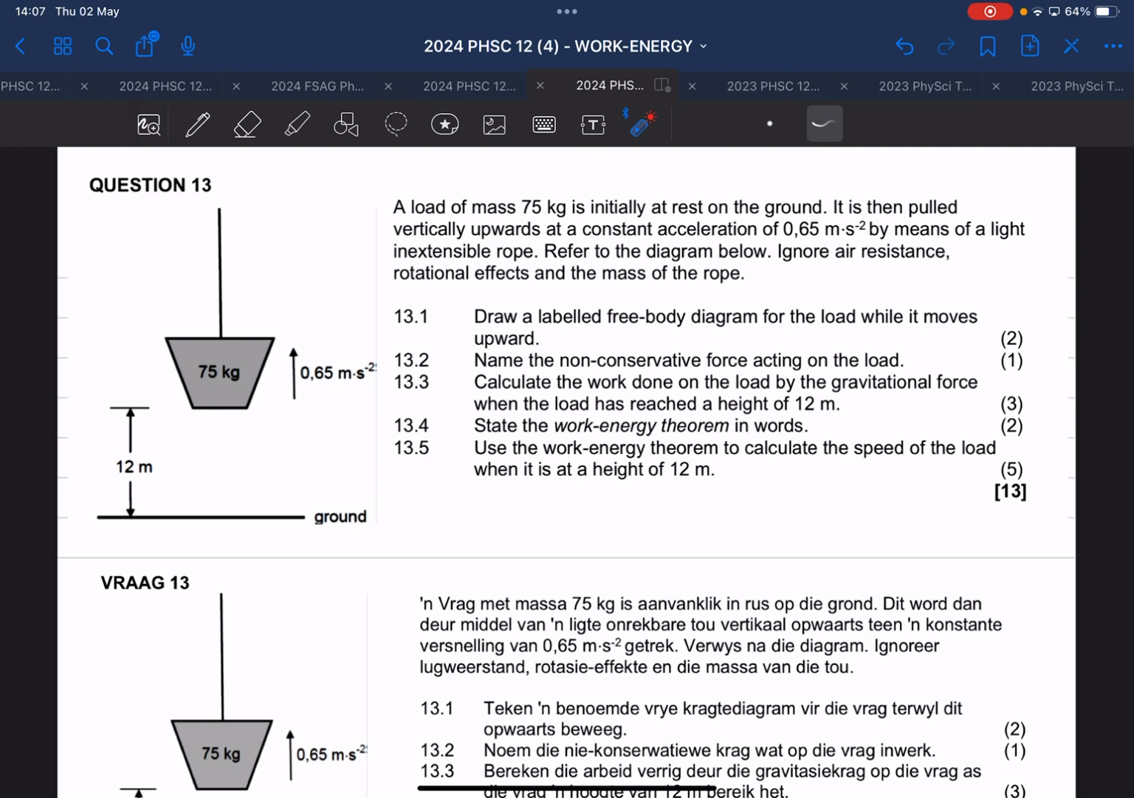So it's a block being picked up at a constant acceleration of 0.65 meters and it starts from rest. Okay, now they ask us, draw a labeled free body diagram for the load while it moves upwards. Okay, so what forces are acting on this 75 kilogram block? Gravitational and? No, normal. Tension.